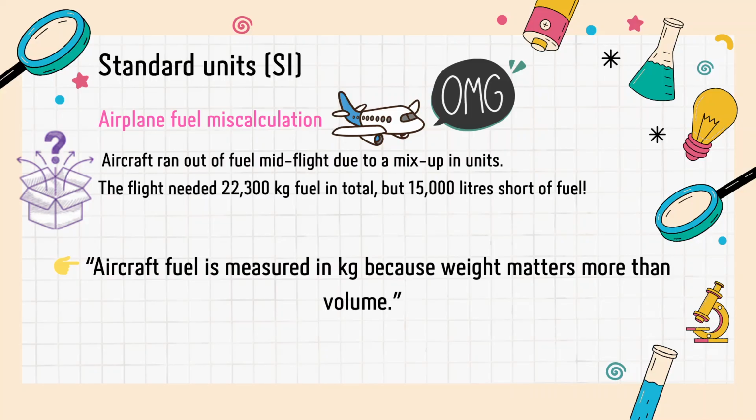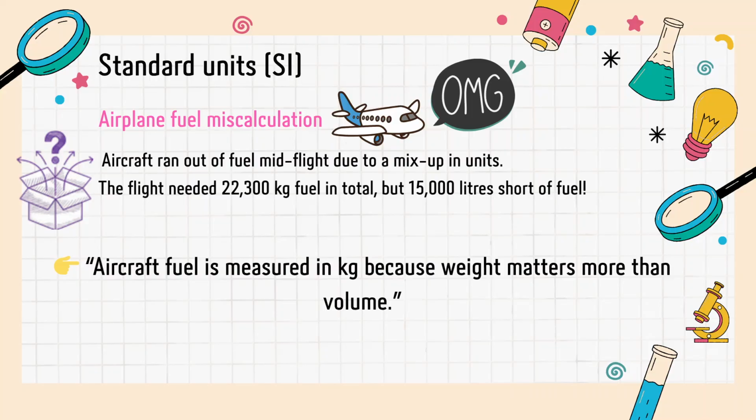Aircraft fuel may be stored in liters, but aviation calculates fuel in kilograms. Why? Because aircraft safety depends on weight, not just volume. The passenger aircraft needed 22,300 kg of fuel, but during calculation, a mix-up in units happened. As a result, the aircraft became 15,000 liters short of fuel.